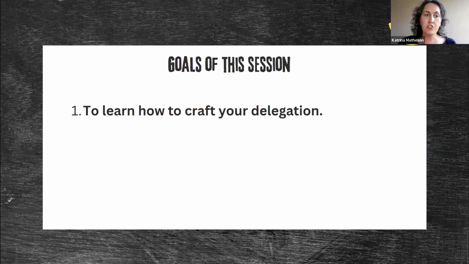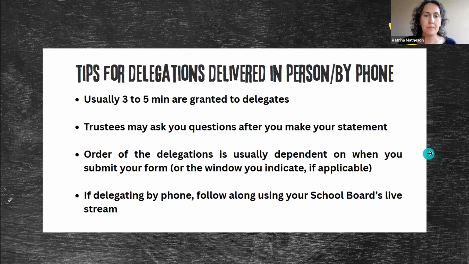So the goal of this session is to learn how to craft your delegation. First of all, some tips for delegating. Usually, as we've said before, delegations can be delivered in person, by phone, or online. You can check with your board on exactly what they allow. Usually 3 to 5 minutes are granted to delegates. Keep in mind that trustees may ask you questions after you make your statement, so it may go a little longer than 3 to 5 minutes.